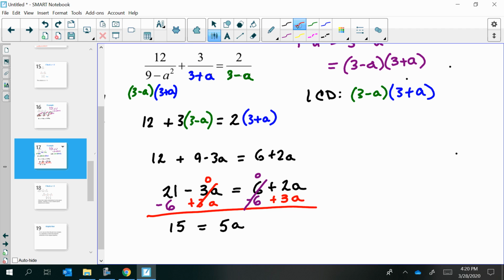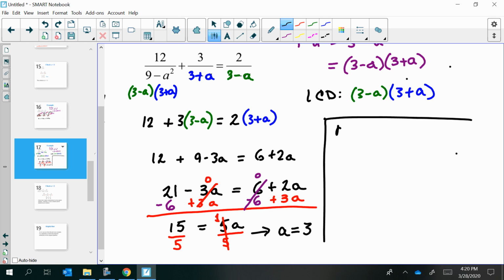The last step is to invert the multiplication that's happening here between 5 and a. The inverse of multiplication is division. So this will cancel the 1. Then I have a equals 3. So my proposed solution set for a is just 3.